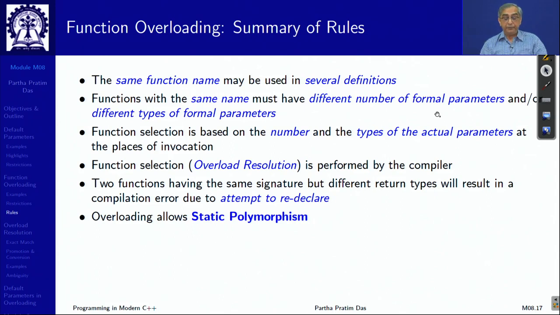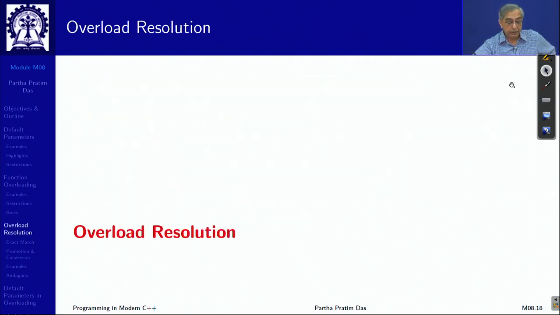So, the summary of the rule: same function name, several definitions, with a different number of formal parameters or the same number of formal parameters with different types, and the selection is based on the actual parameters. And if there are multiple such, like I just showed in the case of matrix multiplication, there are 5, how are we able to choose the right one for binding from the 5? That process of deciding on the resolution of the actual function that needs to be bound is known as overload resolution.